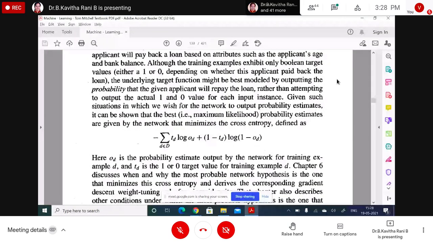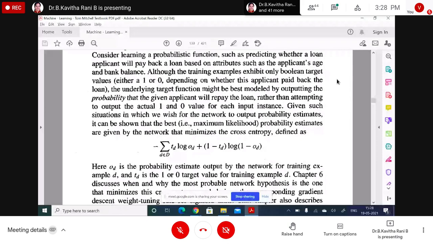Here we are using a probability method to minimize the error rate by using log. By using log, we will be decreasing the error rate here. Here D is the probability estimate output, that is, the output by the network for training example D, and TD is the target value, either 1 or 0 for the training example.